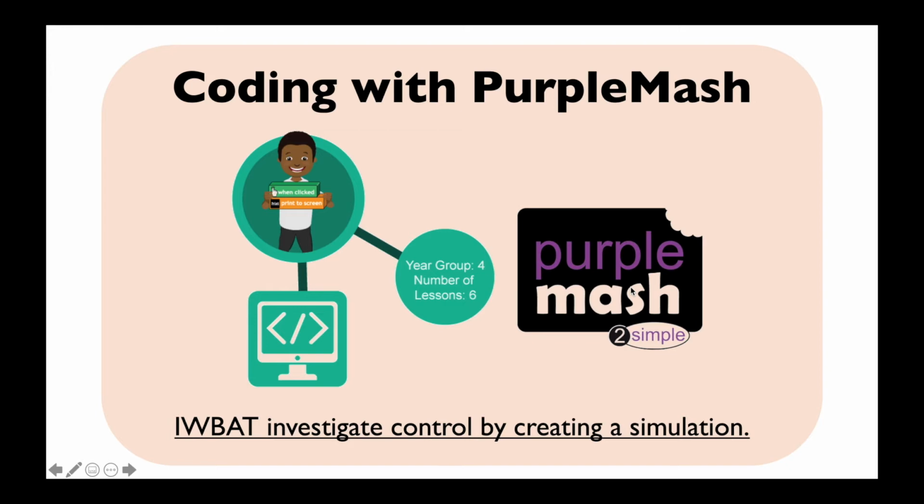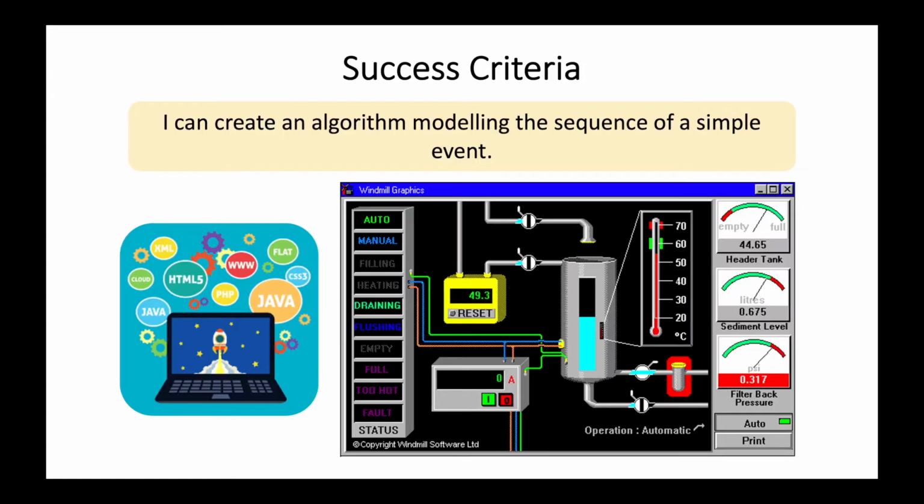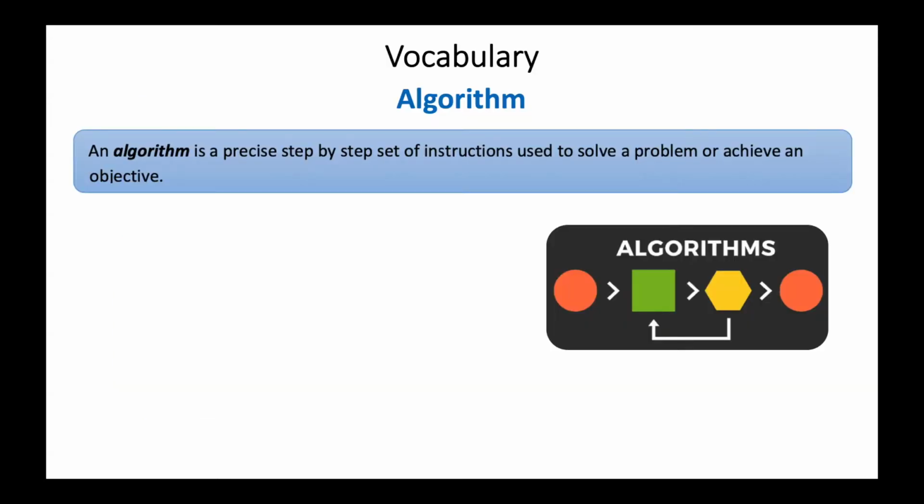We're going to be creating a simulation on Purple Mash. You're going to be creating an algorithm to model the sequence of a simple event. So let's recap some vocabulary.